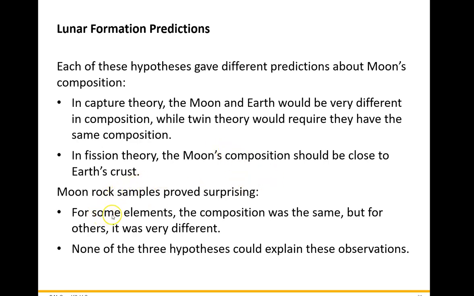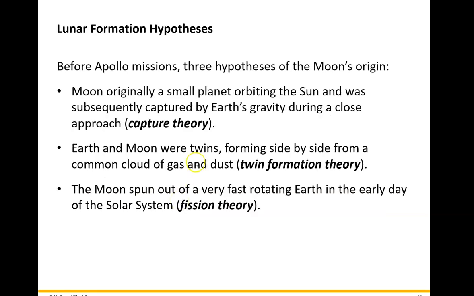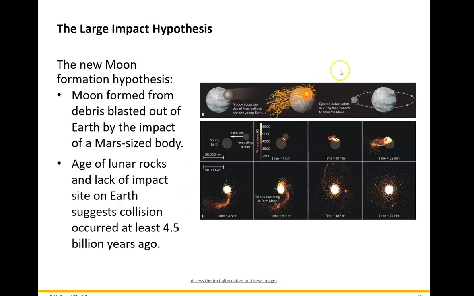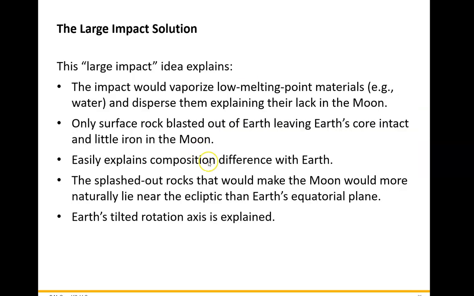All right. And the fact that some of the elements are the same and some of them are very different means that, oops, I missed the picture, that Theia came into contact with the Earth, but only for a really short time, exchanging only some of the materials. All right, and then also the fact that it doesn't follow the Earth's equator.